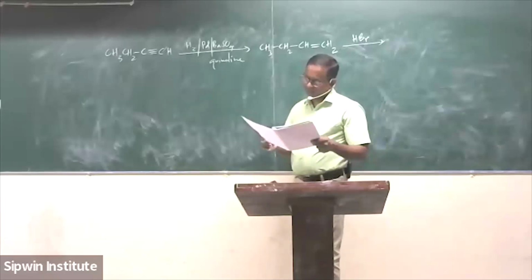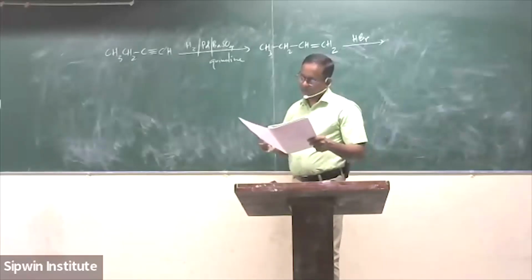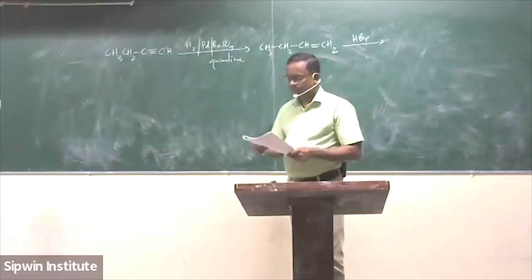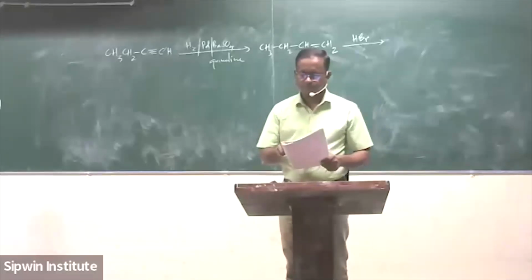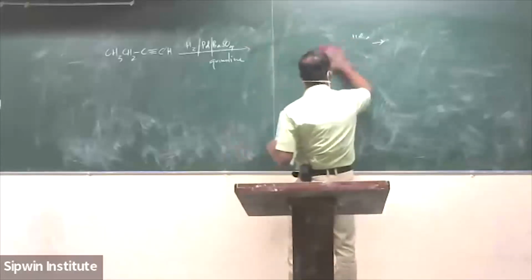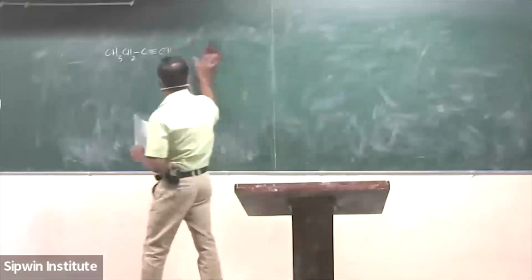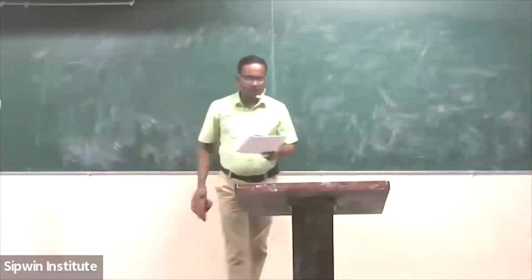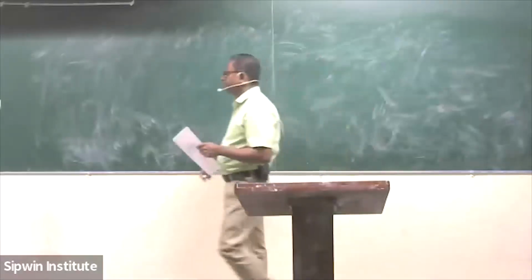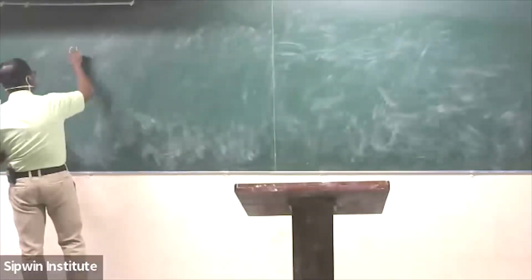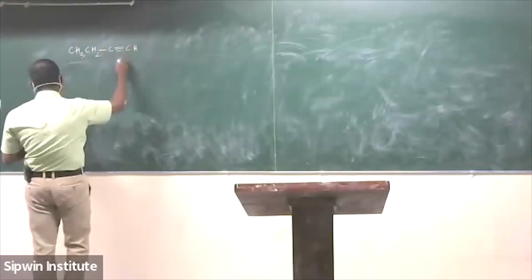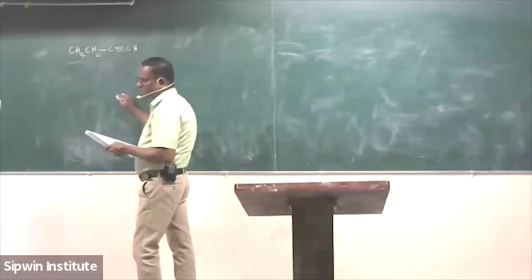Next, the compound B. Compound B. 1, 2, 3, 4, 5, 6. 6 carbons there. For that one, right? CH3, CH2, C triple bond CH. You can convert this one into a Grignard.